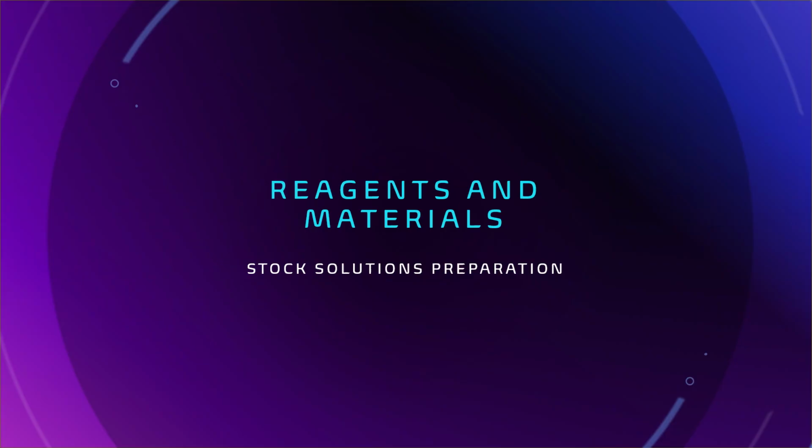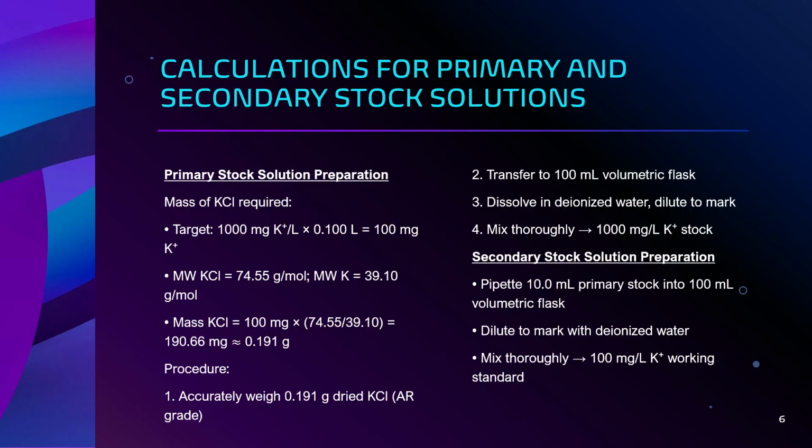Now we will talk about the reagents and materials that will be used in this experiment. For that, we will be making some stock solutions. For example, to make a primary stock solution of 1000 ppm, ppm means milligram per liter, milligram of potassium per liter. So if you are going to make 1000 milligram potassium per liter, and we will give you a volumetric flask of 100 ml. So 100 ml means 0.1 liters. So you can multiply that and you will need 100 milligram of potassium.